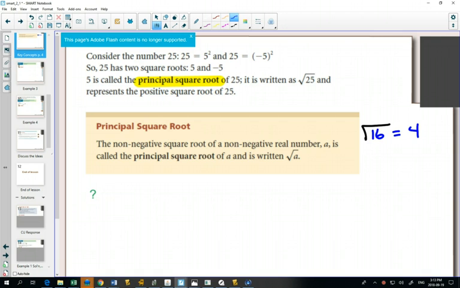This is despite the fact that you know that 4 squared is 16, and you know that negative 4 squared is 16. Whenever you have a square root sign over a number, it will always be the positive answer only.